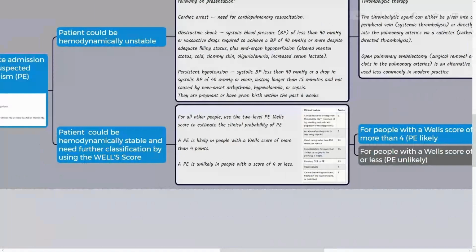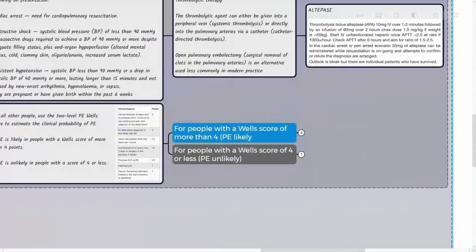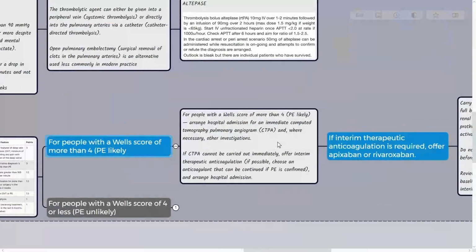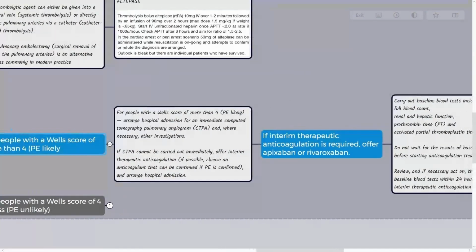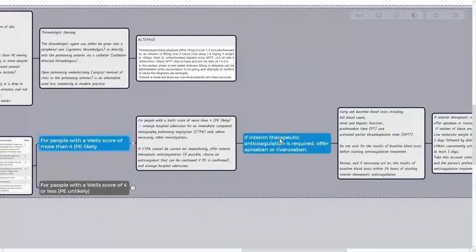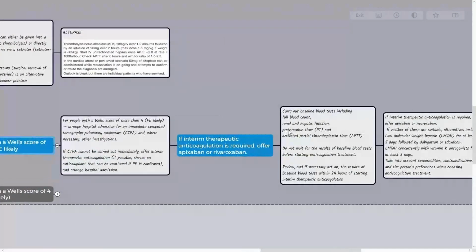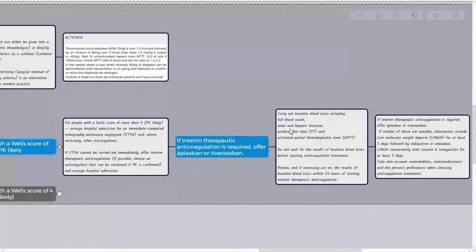In case of patients with PE who are hemodynamically stable, we need further classification by using the Wells score. A PE is likely when the Wells score is more than 4, and unlikely when the score is 4 or less. For people with a Wells score of more than 4, PE is likely. Arrange hospital admission for an immediate computed tomography pulmonary angiogram, CTPA, and, where necessary, other investigations.